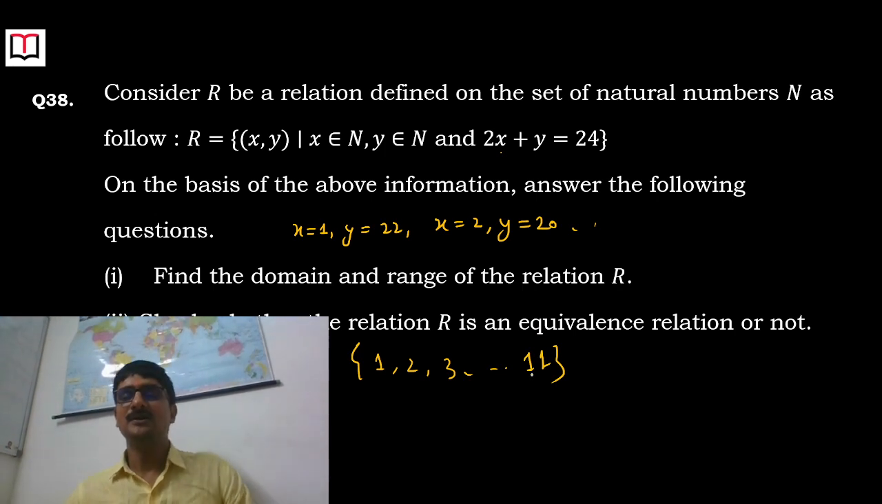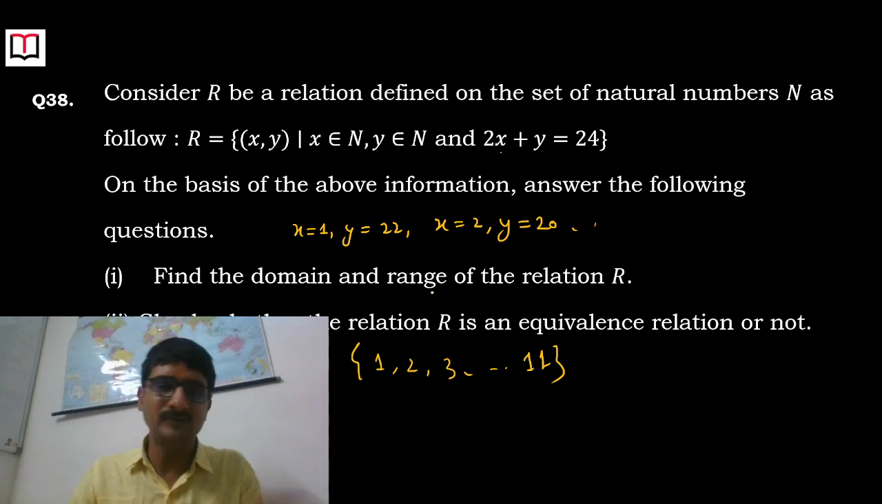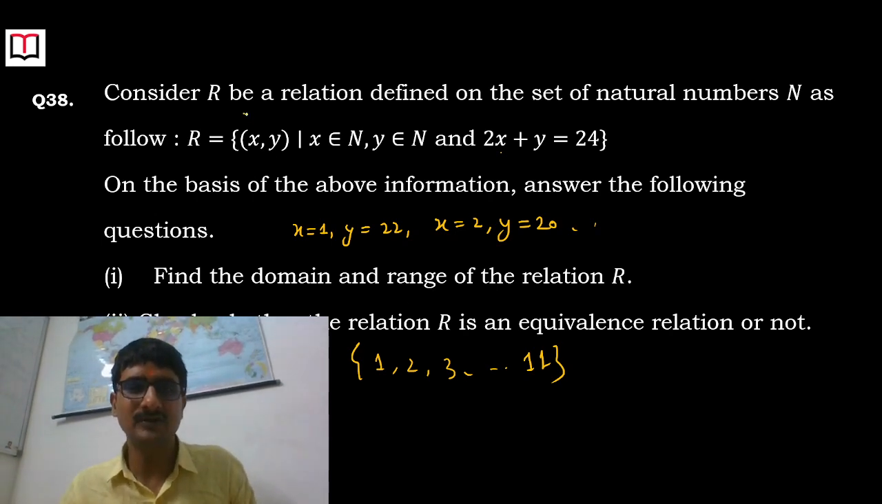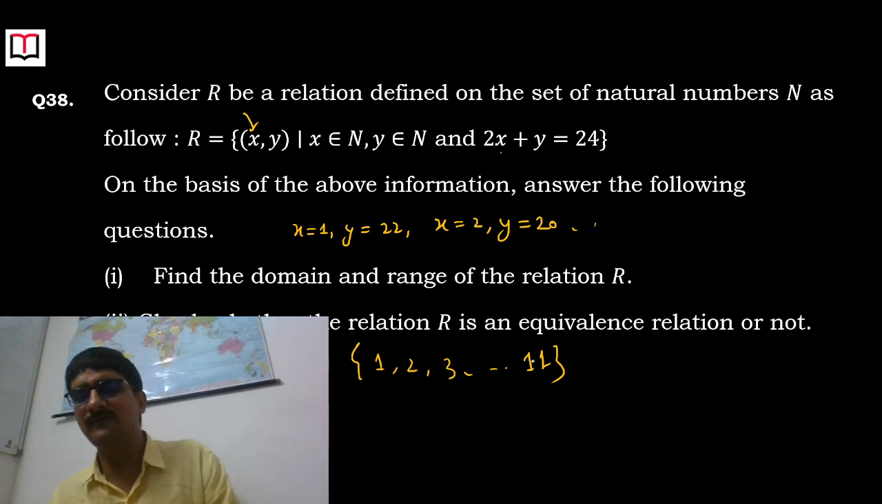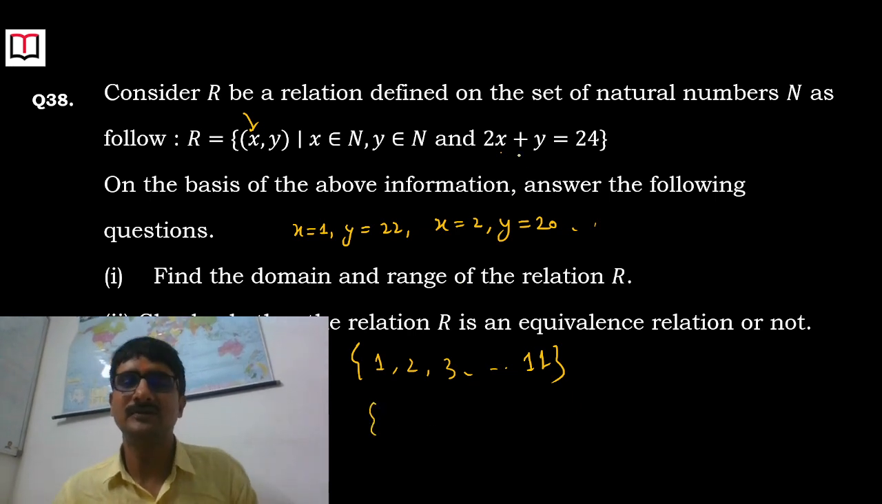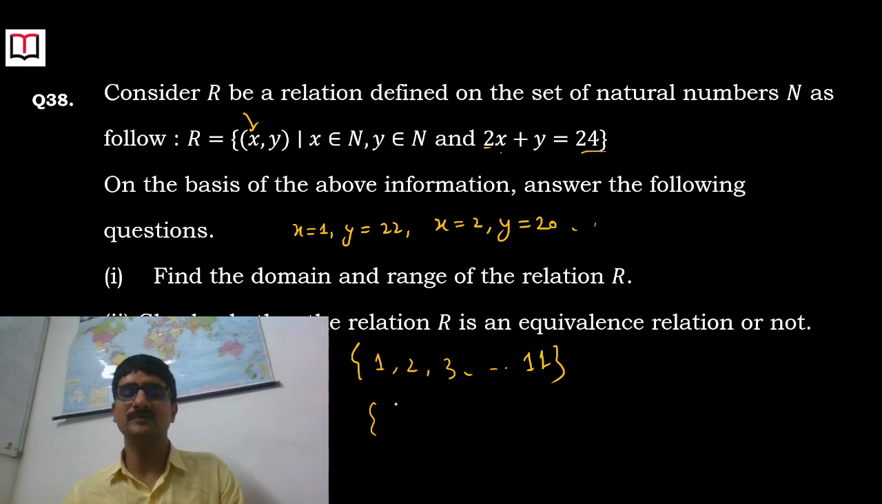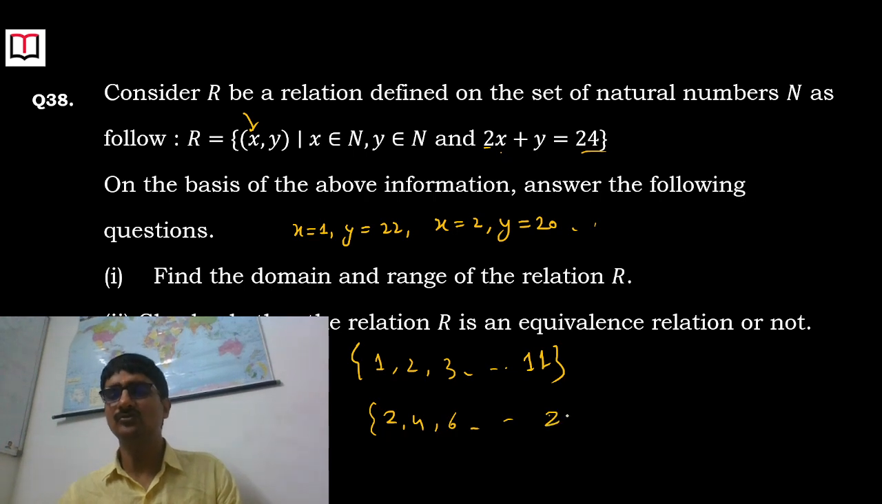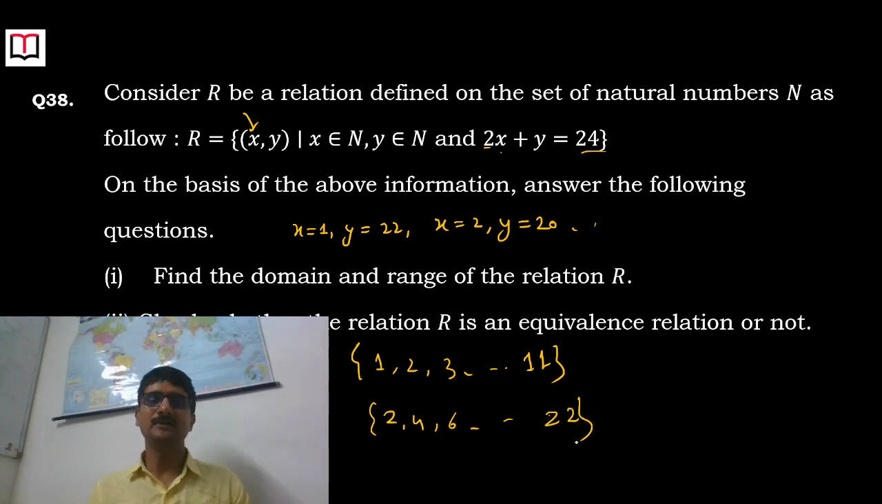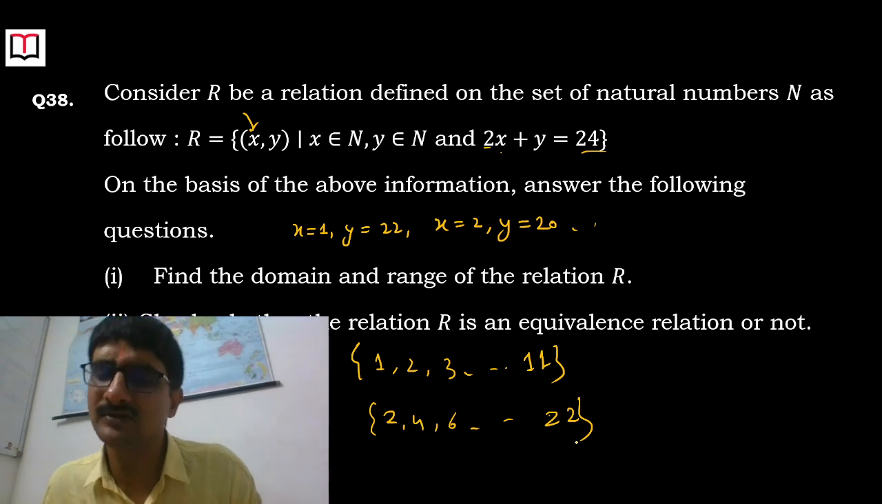Both are natural numbers. So all possible values of x, the first entry of the ordered pair, give you the domain, and all possible values of y give the range. Since 24 is even, 2x is even, so y has to be even. So it's 2, 4, 6 until 22. That's the range, and whether the relation is an equivalence relation or not, that we can check.